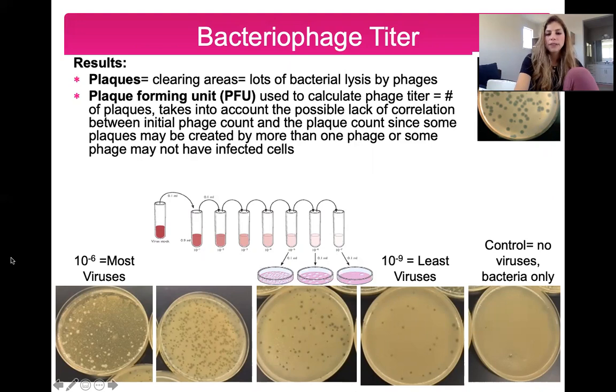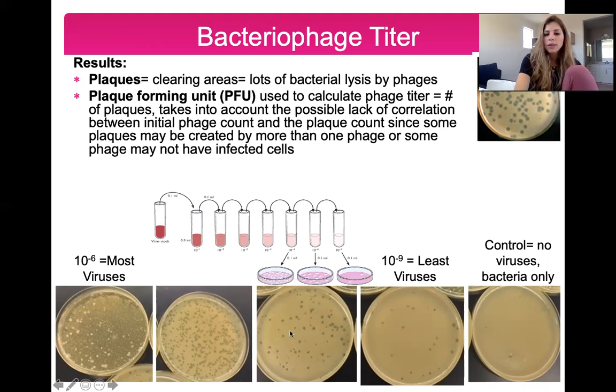Then you're going to have different dilutions of your viruses. Remember, 10 to the minus 6 is the most viruses. 10 to the minus 9 is the least viruses. So this is a dilution that you would have made in lab. And when we look, the plate with the least amount of viruses has a few clearings, and the plate with the most amount of viruses has the most clearings, meaning the viruses are infecting the bacteria and causing them to lyse and die.